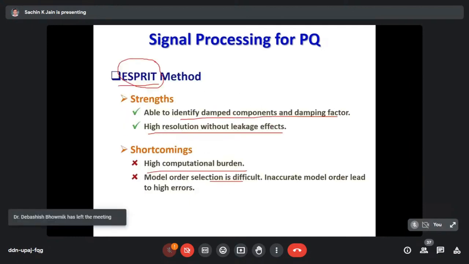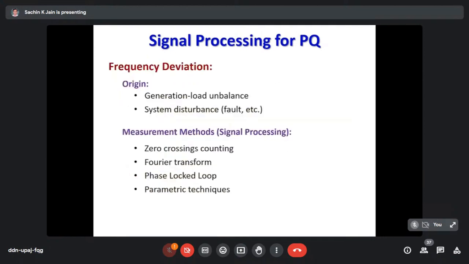Now, this was a brief discussion about different methods. Now, how we apply these methods for different power quality events. So we'll discuss one by one. Let us say first we talk about frequency deviation, one of the power quality issues. This might originate from generation load imbalance or system disturbances.